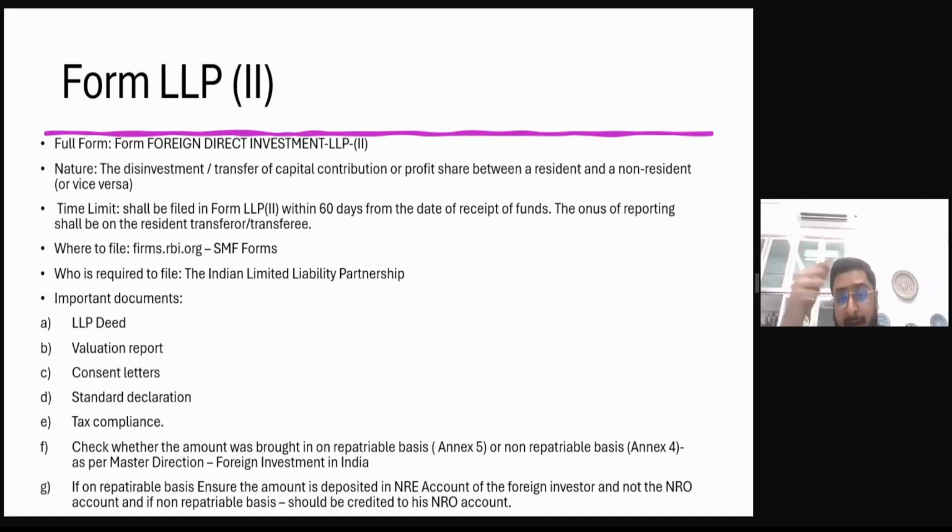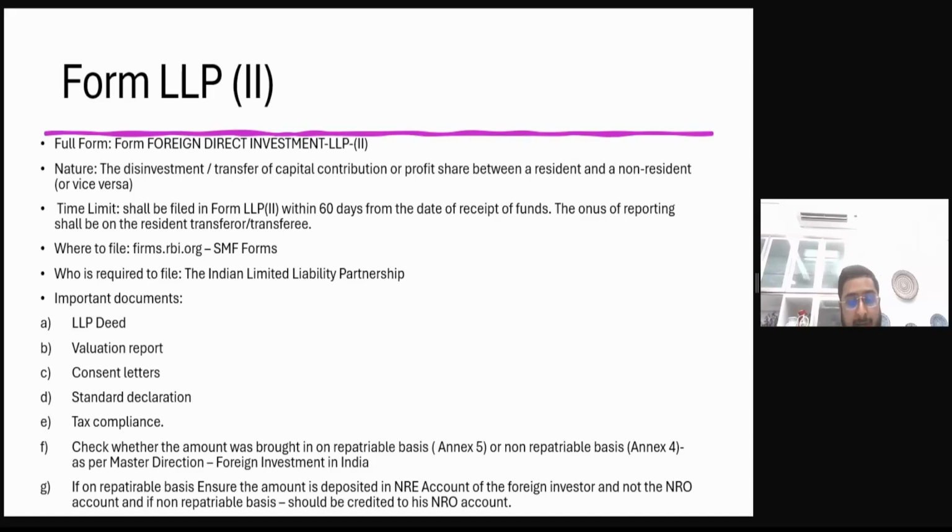If you're falling under annexure 5, repatriable basis, normally when you receive the money, you will get an RBI acknowledgement also. And in that RBI acknowledgement, it will be written whether it is repatriable basis or non-repatriable basis. So you should always ensure that. Now, if the money you have received is on a repatriable basis and you're transferring it back, you should directly transfer it to the NRE account of the non-resident person. If you transfer to the NRO, it will be a great pain to transfer to the NRE because a lot of documentation will be required. You might only be able to do it under the $1 million scheme.